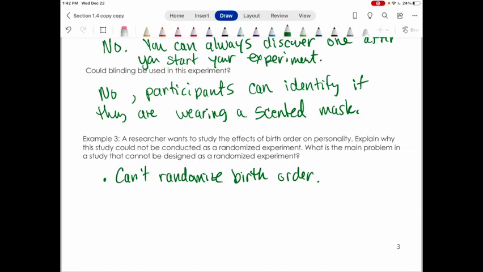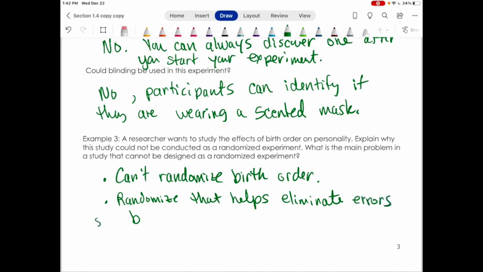And then also, when you randomize, that helps eliminate issues. I should put errors, and then I'll put such as finding a lurking variable or bias. So that is all of the big information for Chapter 1.